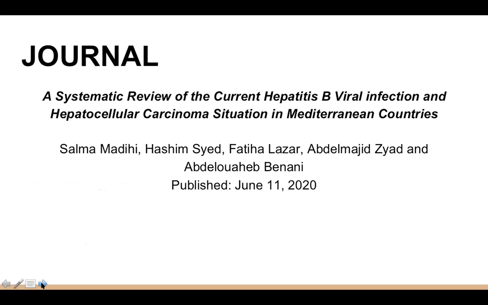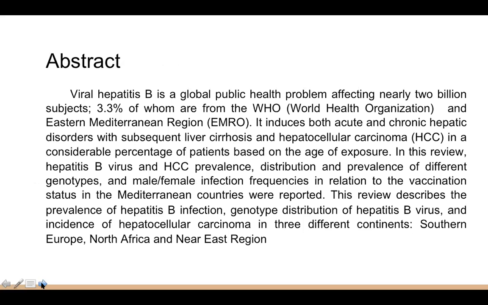Okay, for the journal: a systematic review of the current hepatitis B viral infection and hepatocellular carcinoma situation in Mediterranean countries, published on June 11, 2020. Next slide, please. So viral hepatitis B is a global public health problem affecting nearly 2 billion subjects, 3.3% of whom are from the World Health Organization Eastern Mediterranean region.